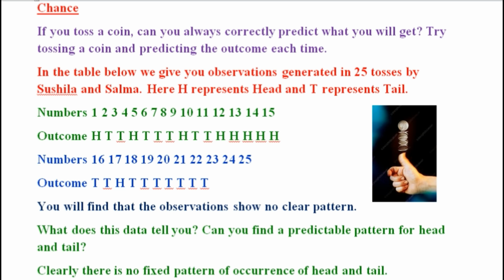You will find that the observations show no clear pattern. So what does this data tell you? Can you find a predictable pattern for head and tail? No. Clearly there is no fixed pattern of occurrence of head and tail.